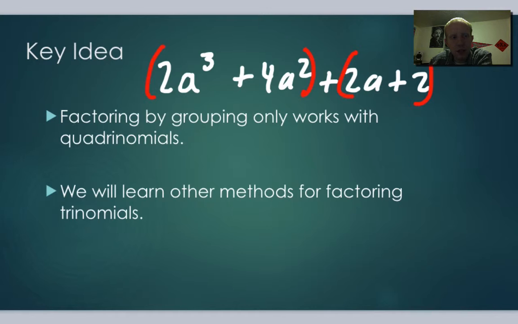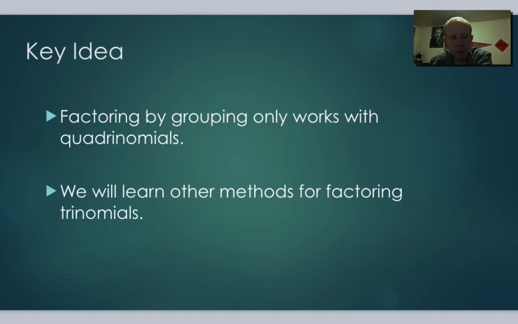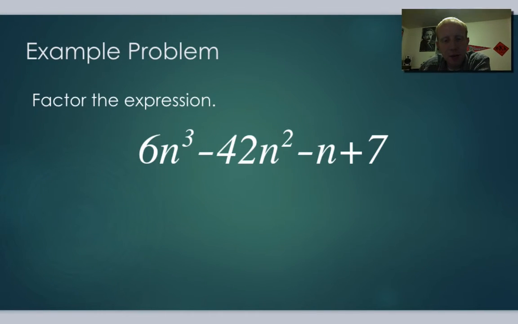All right, let's go through another example problem to make sure we've got this down. We want to factor this expression: 6n cubed minus 42n squared minus n plus 7. Let's go through the steps. Again, it's a quadrinomial, so that means we can try the factor by grouping method. First of all, let's separate this expression into two parts.